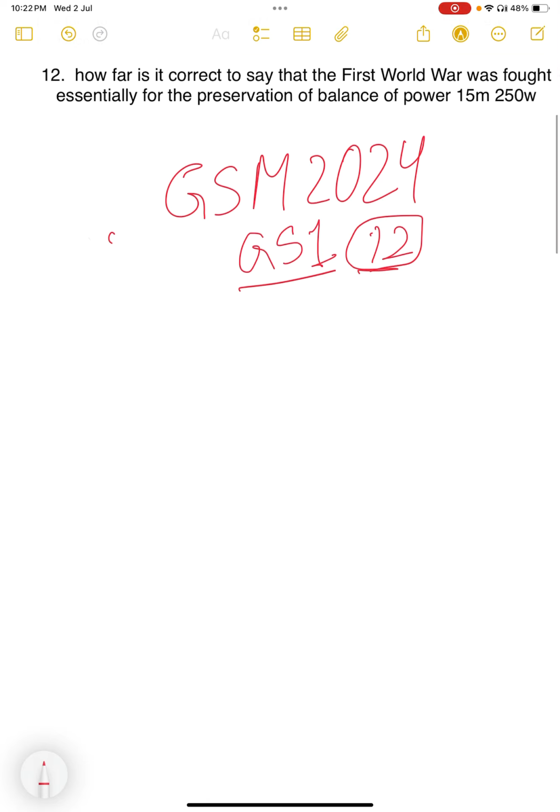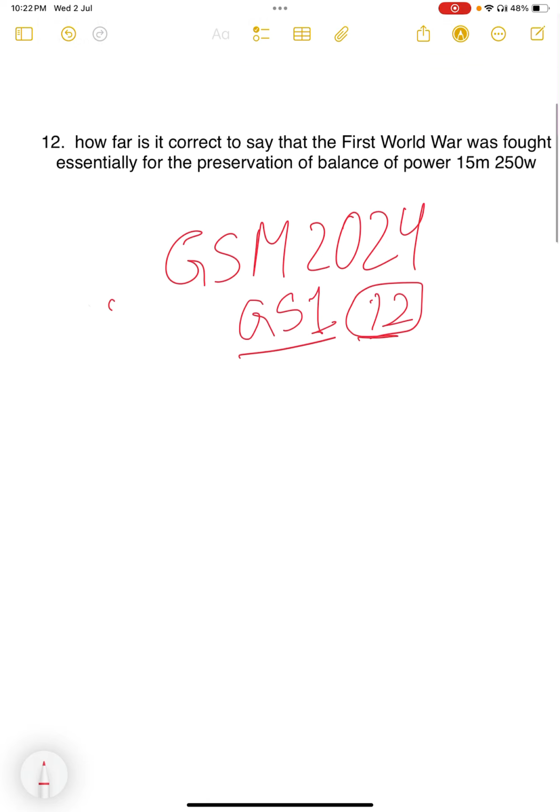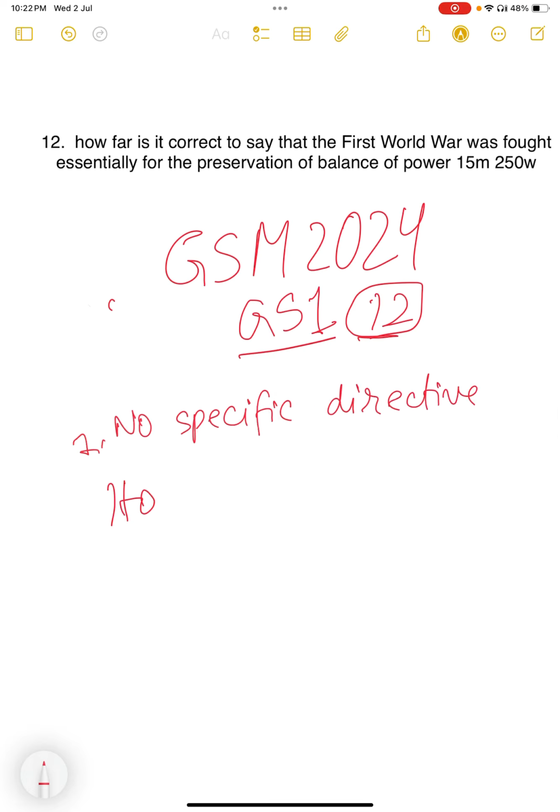Now, let us identify the question. Let us try to understand the question even before analyzing and discussing the answer. One thing we need to note is there is no specific directive. The only directive is how far is it, meaning we need to assess to what extent the given statement is correct.